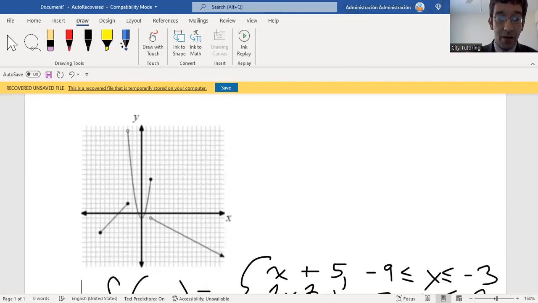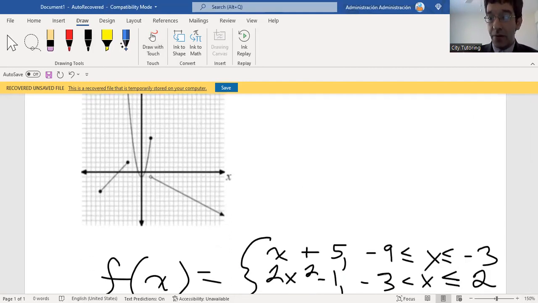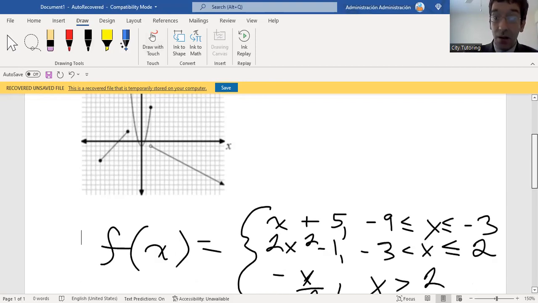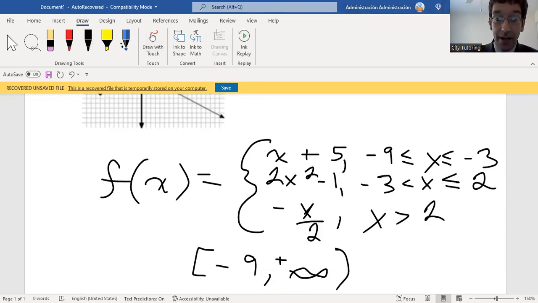So this is the graph of the function. As you can see, some of them have open circles. There are parts that have open circles, others have the closed circle, which means that those are points on the graph. All right, so that being said, you can see that f appears to be continuing downward, forever downward.